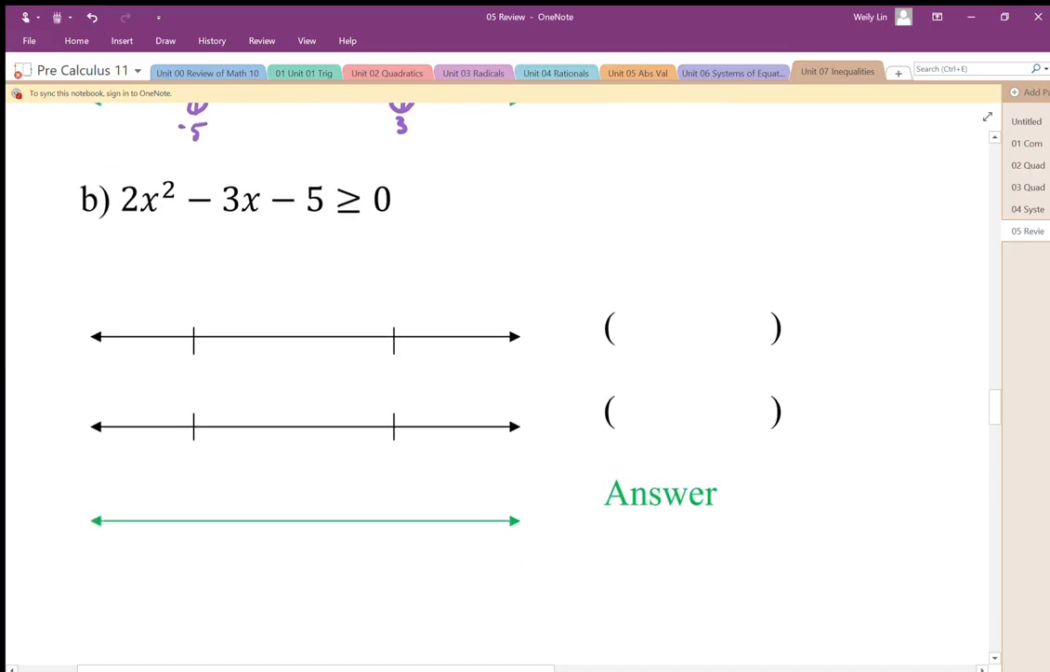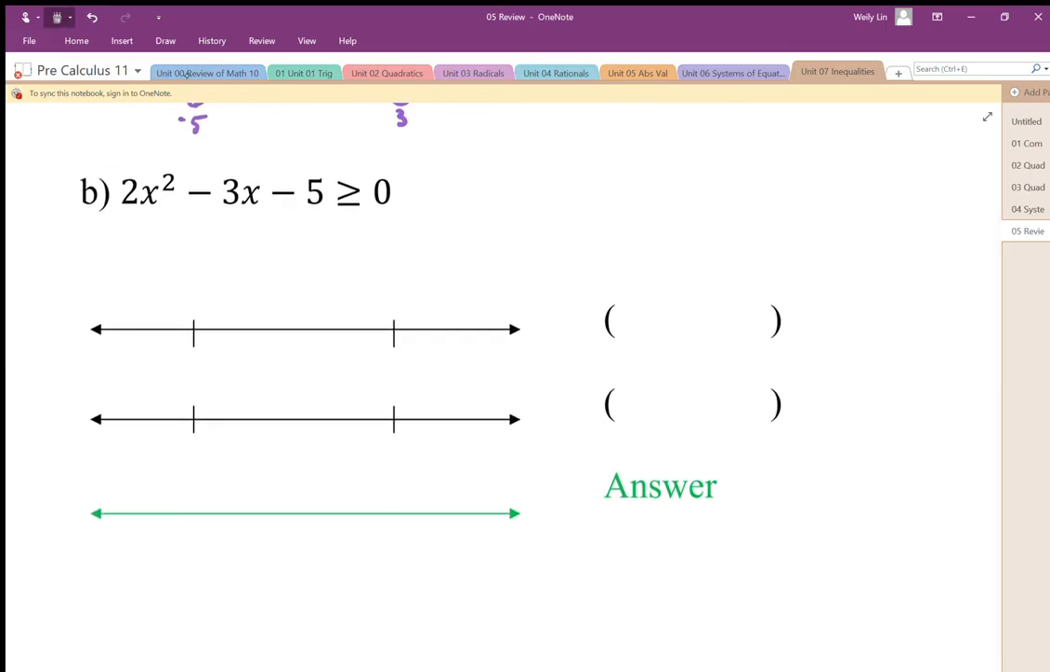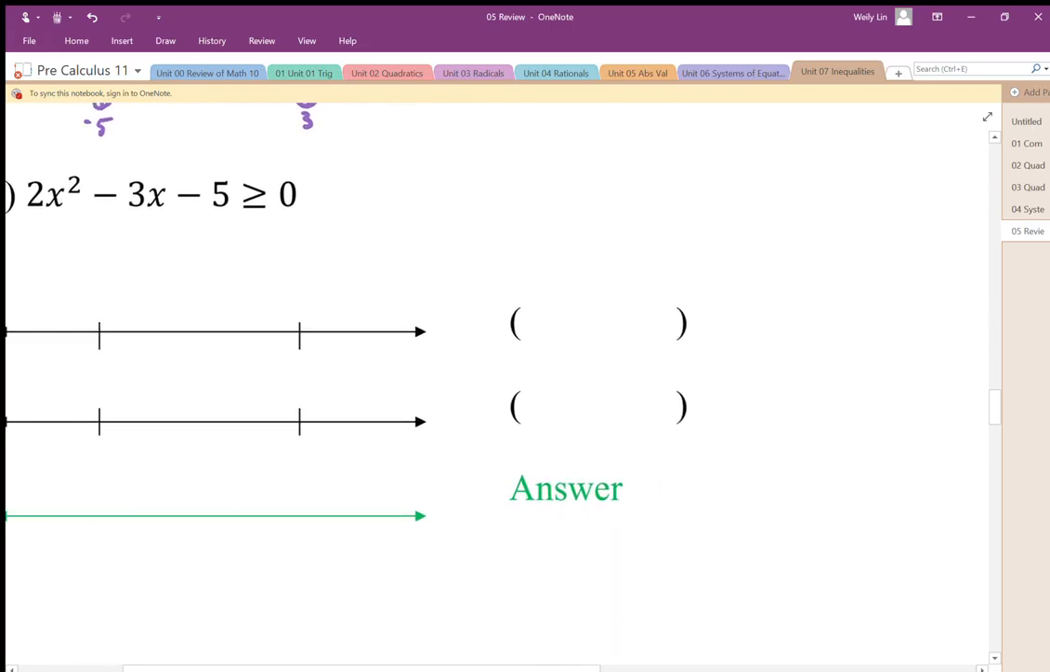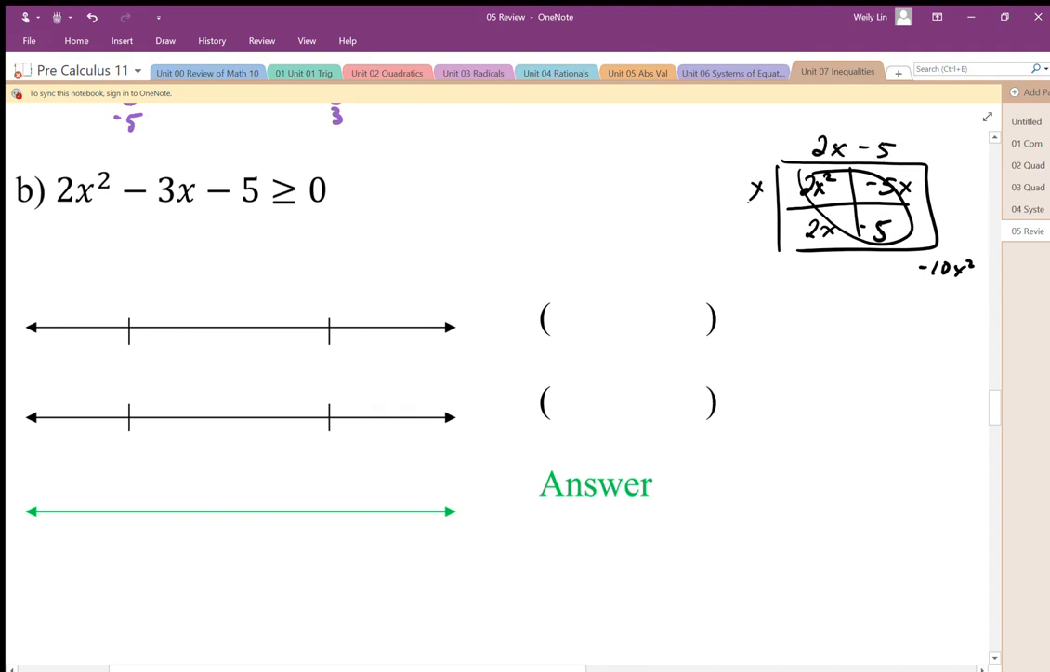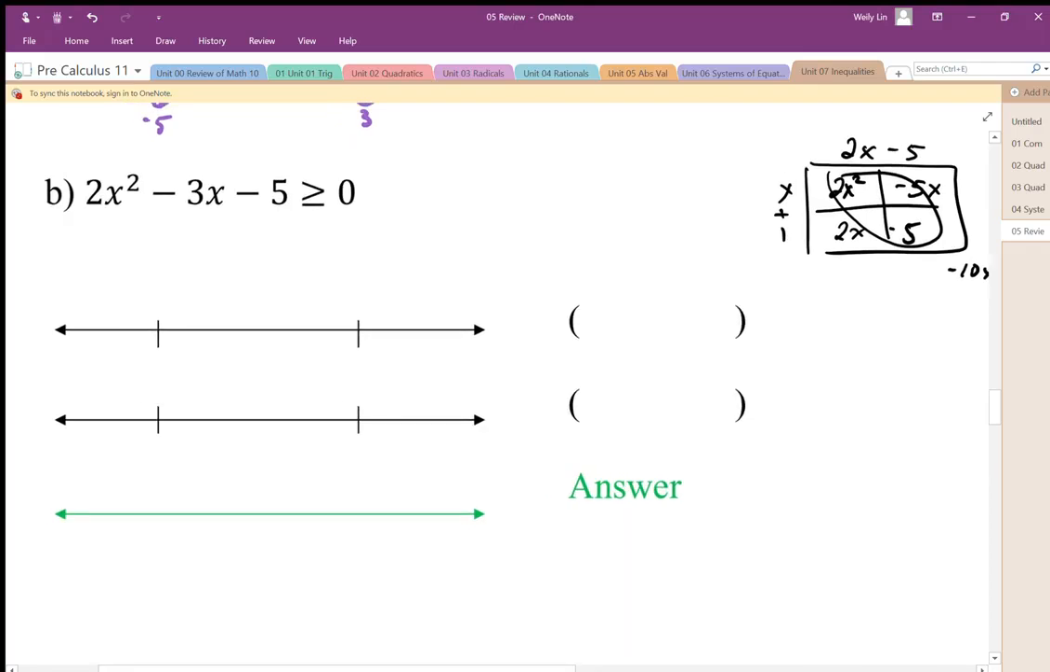So let's try this one here. Let's try the same thing. We're going to factor this first, so I need to make sure I can factor this. 2x squared minus 3x minus 5. Two numbers that multiply to negative 10 and add to negative 3 are going to be positive 2 and negative 5. So I get 2x minus 5, x plus 1.